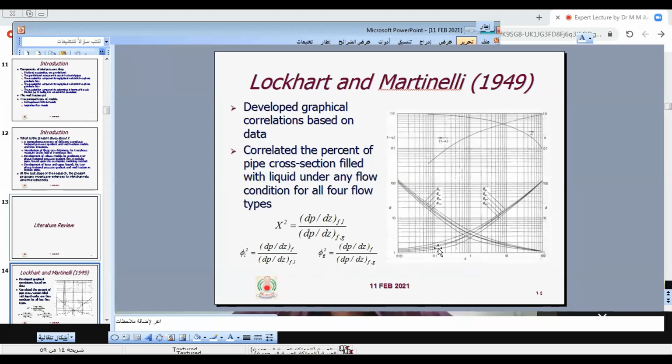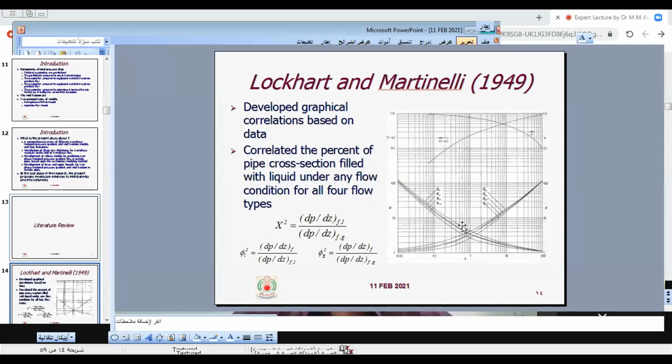You can see here in this curve there are 4 different curves. Why are there 4 different curves? Because there are 4 different scenarios for combination of liquid and gas. The first scenario is if both liquid and gas are in the turbulent region. Turbulent region means the value of Reynolds number for both liquid and gas phase is greater than 3000. The second scenario is if the liquid phase is laminar while the gas phase is turbulent. And the third scenario is when the liquid phase is turbulent while the gas phase is laminar. And the fourth case is both liquid and gas are laminar.